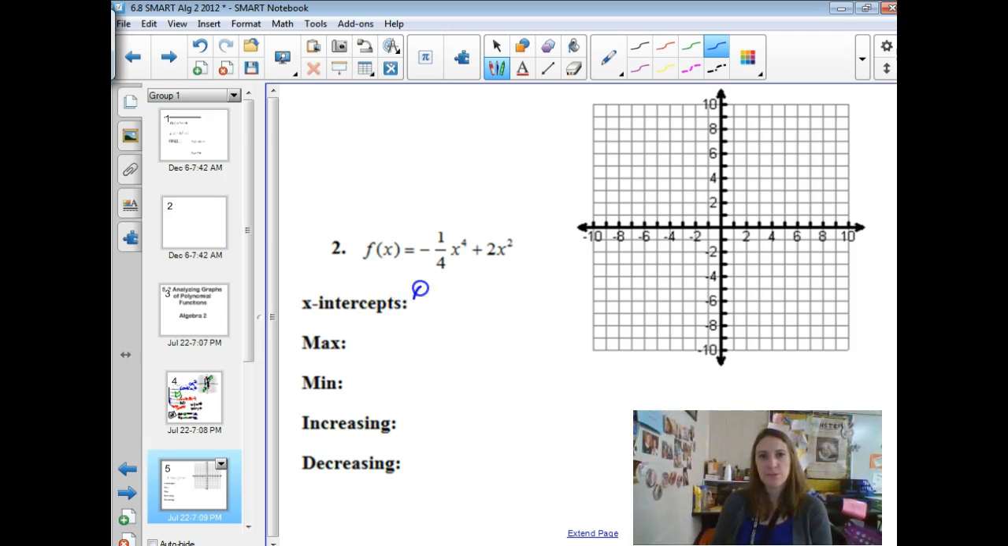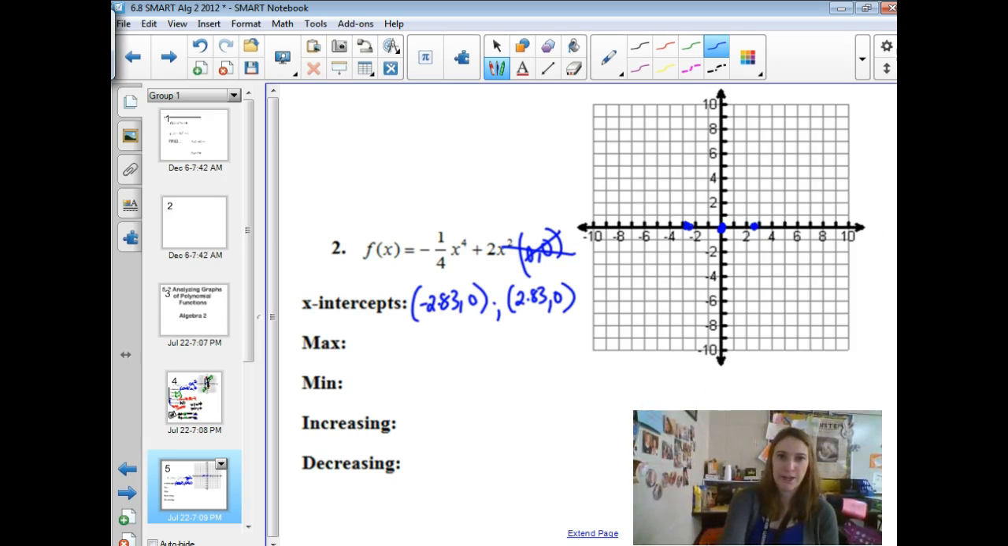So for x-intercepts, -2.83, 0 and +2.83, 0. And if you said 0, 0, I don't mind, but technically it's not an x-intercept. But it does bounce, so it's of note because we're going to have to graph it. So -2.83 is roughly right there, 2.83 roughly right there. Alright, this one's not going to be any better when I go to graph it, guys.